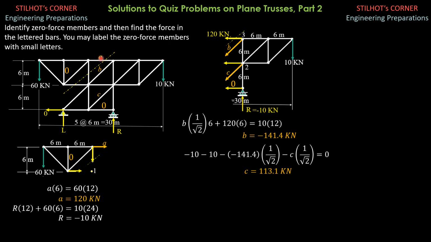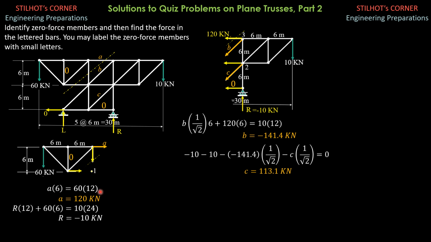Then for finding A, we have to consider this cutting section. Then we isolate this as free body. So that is A, and these other two cut members will meet at this point or joint, which I call joint 1. So summation of moments about joint 1 equals 0. Clockwise moment equals counterclockwise moment. So 8 times 6 equals 60 times 12. So A therefore is 120 kilonewtons.